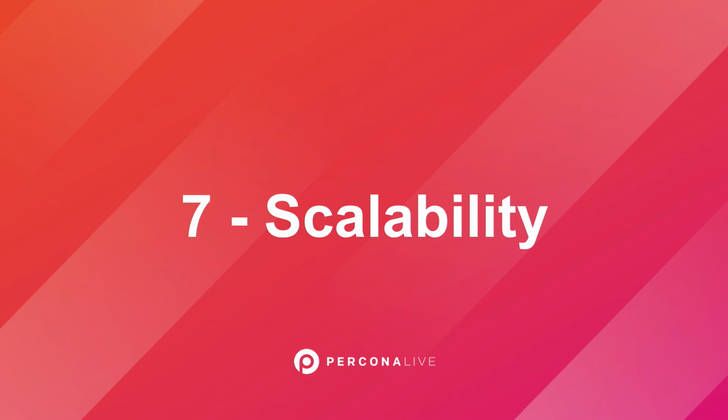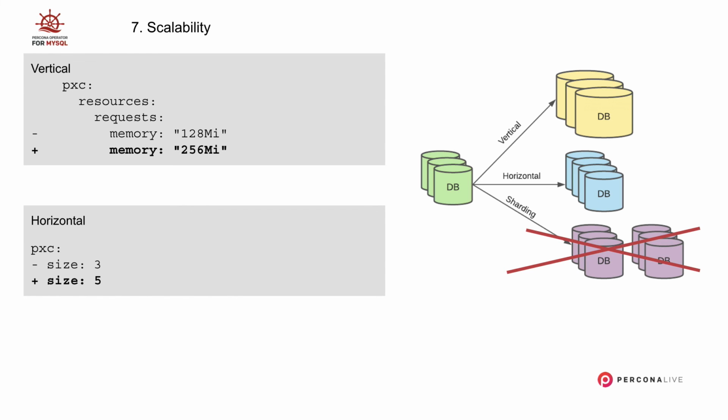scalability. So scalability, when it comes to databases, of course, we will have a couple of concepts. The easier is vertical scaling, where you will add more resources. Horizontal, you will add more nodes. Sharding is out of scope for the operator. But if you want more resources for your cluster, you basically need to change your custom resource parameters, and you say, hey, now I want double memory.